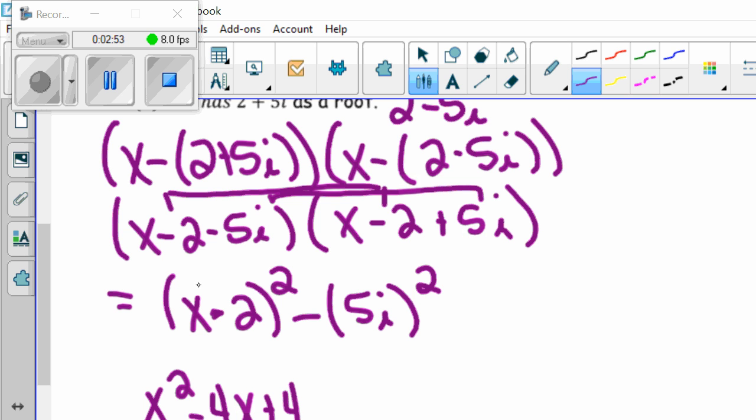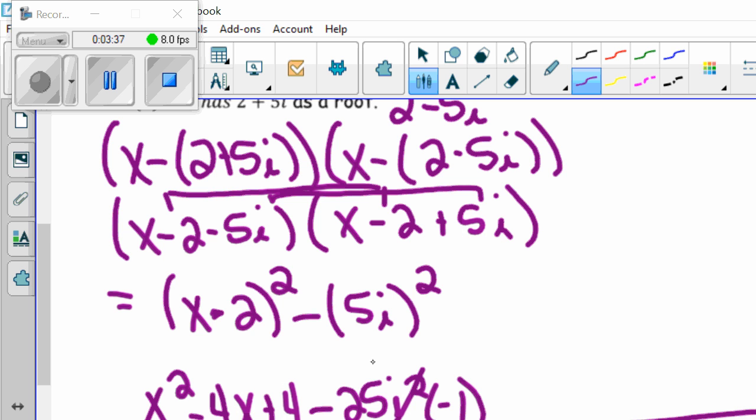And then I'm going to square 5i squared. So then I have minus 5 squared is 25, i squared. But then remember, what do we do with i squareds? Those always become negative 1. So here I have x squared minus 4x plus 4 plus 25. Now I just want to combine like terms. So I get my polynomial, P of x is equal to x squared minus 4x plus 29. There's my polynomial. It has 2 plus 5i and 2 minus 5i as roots.